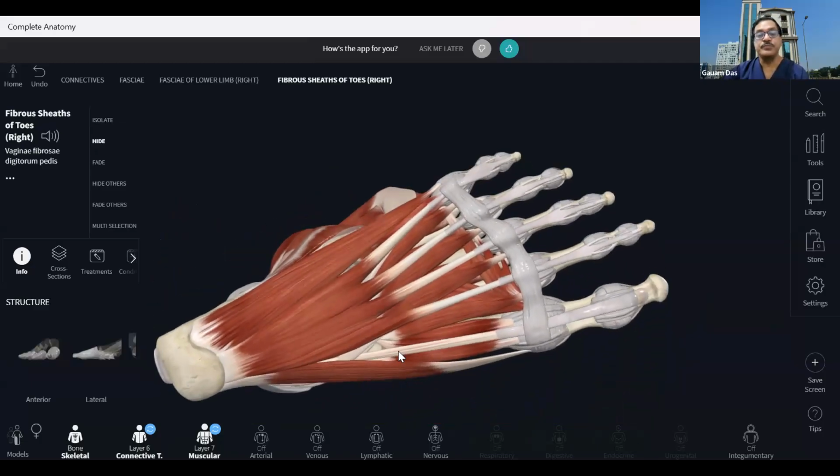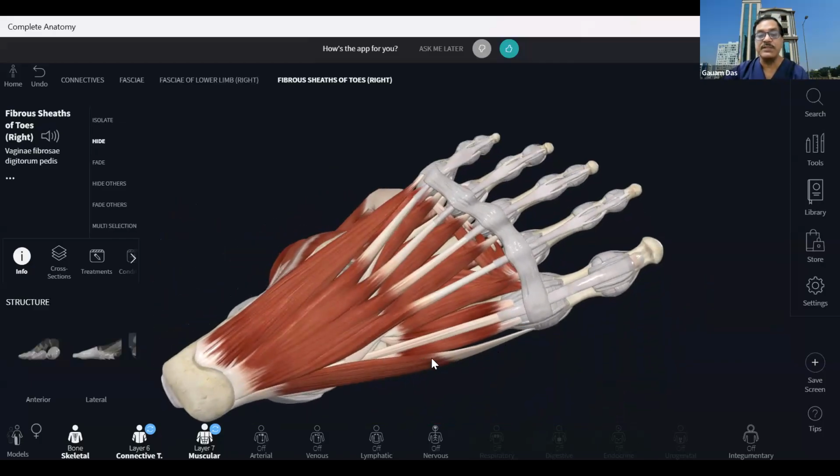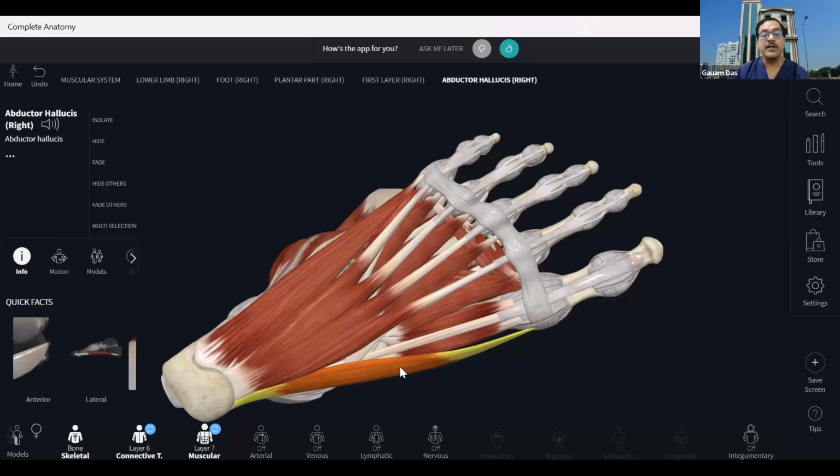On the most medial side, that means the great toe side, this is your abductor. And on the little toe side, this is also an abductor. This abductor is attached to the great toe, so what will be its name? Abductor hallucis. Because it is attached to and abducts the great toe.